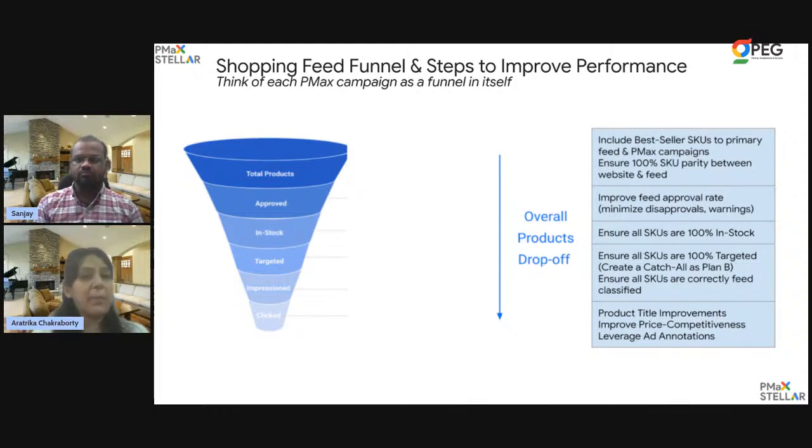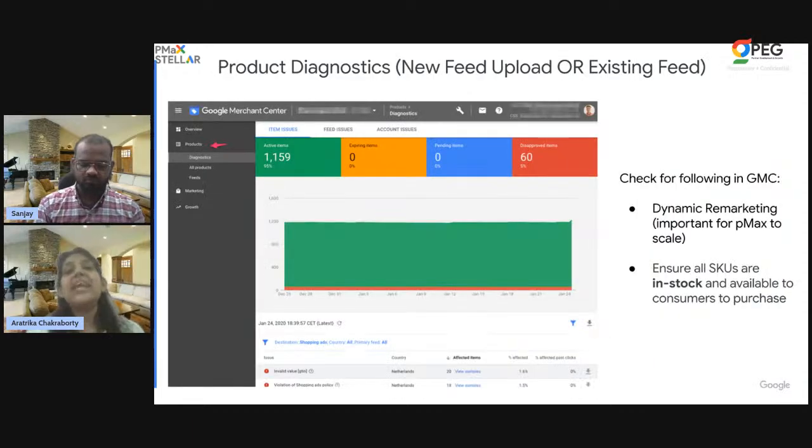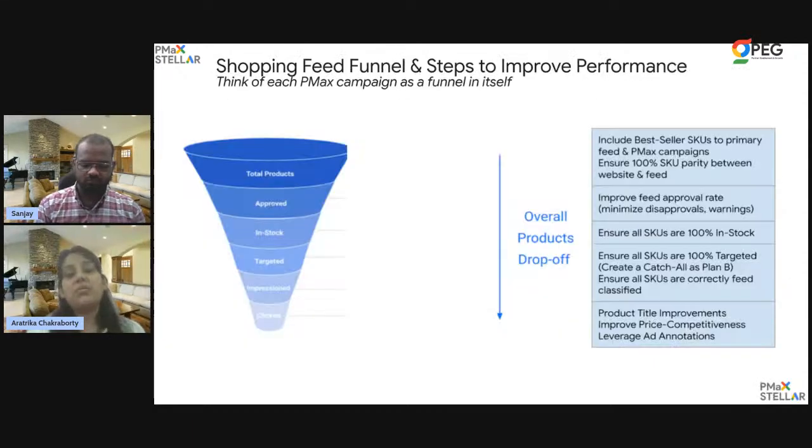Now, the feed funnel that we see here, obviously the feed funnel will be narrower the more we go down. So there will be an entire product portfolio that we are working with. There could be some that are approved, there could be fewer that are in stock, and there could be fewer which we are targeting. So the feed funnel will go narrower and narrower with the way it progresses.